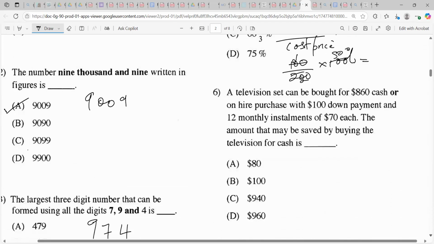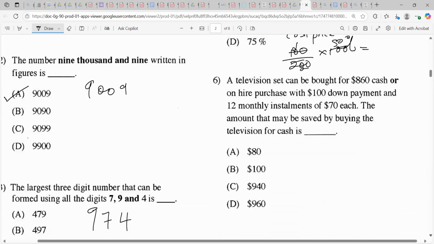All right, let's move on to number 6. A television set can be bought for $860 cash or on hire purchase with $100 down payment and 12 monthly installments of $70 each. The amount that may be saved by buying the television for cash is, all right, let's break it down.